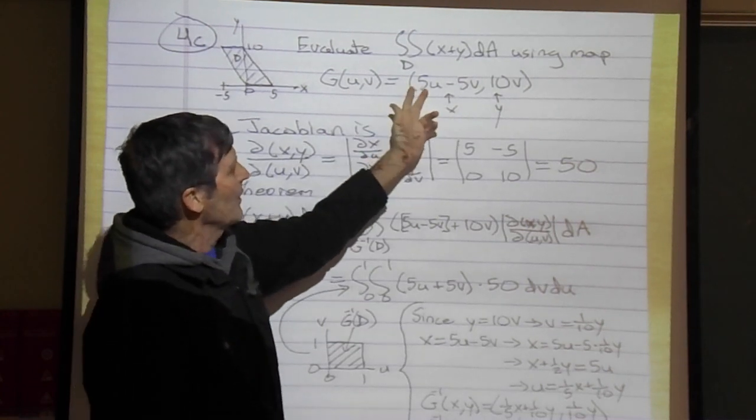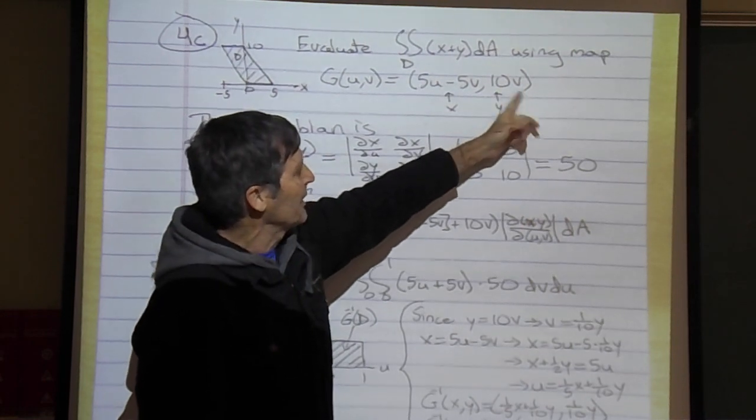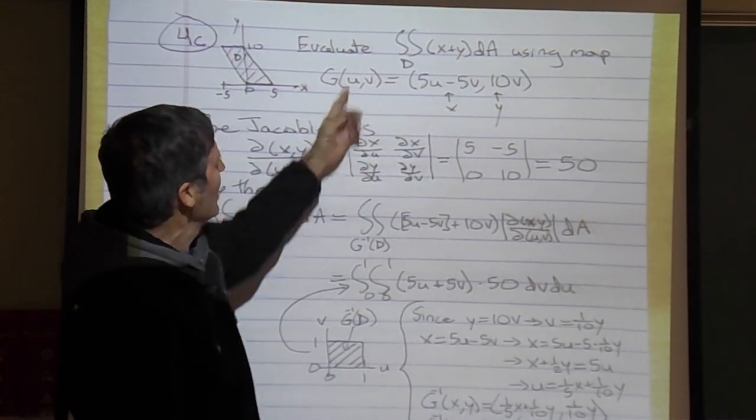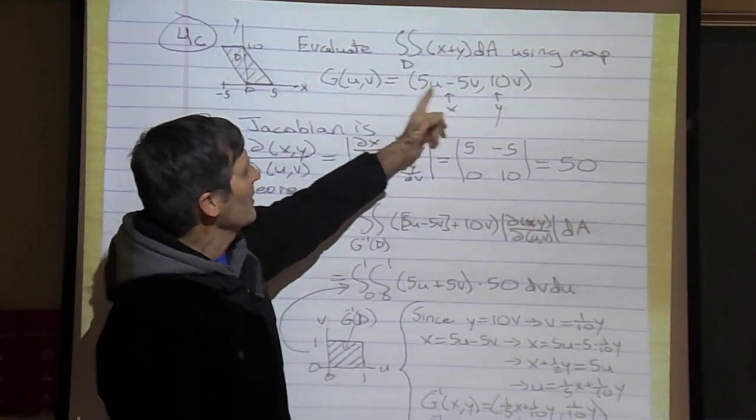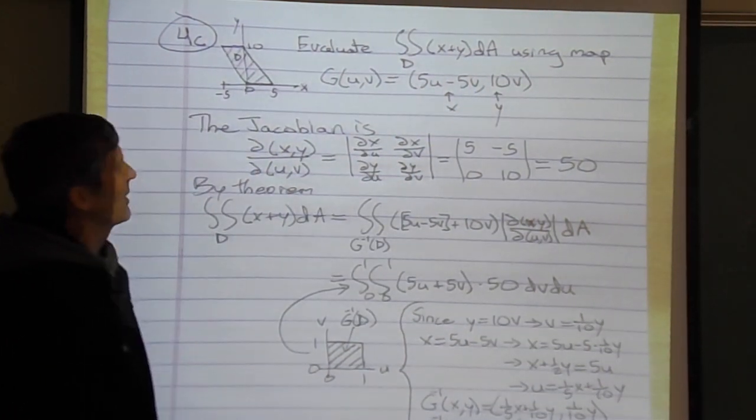G of u v equals 5u minus 5v, 10v. Au plus bv makes it linear. When I say this is the change of coordinates, I mean this is x and this is y written as a function of two parameters. We call them u and v.